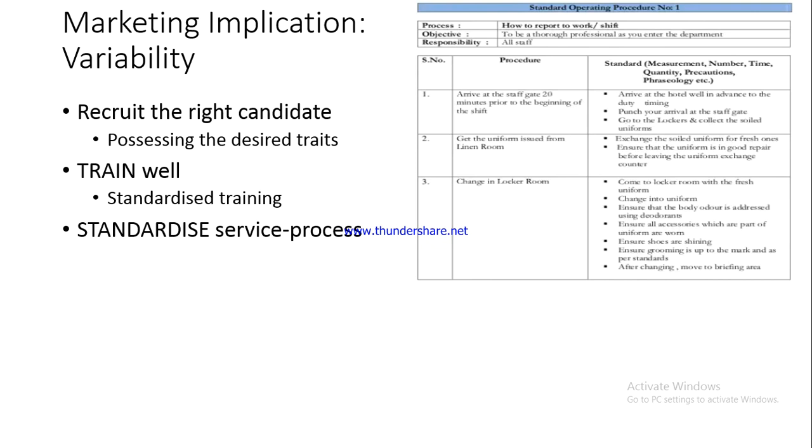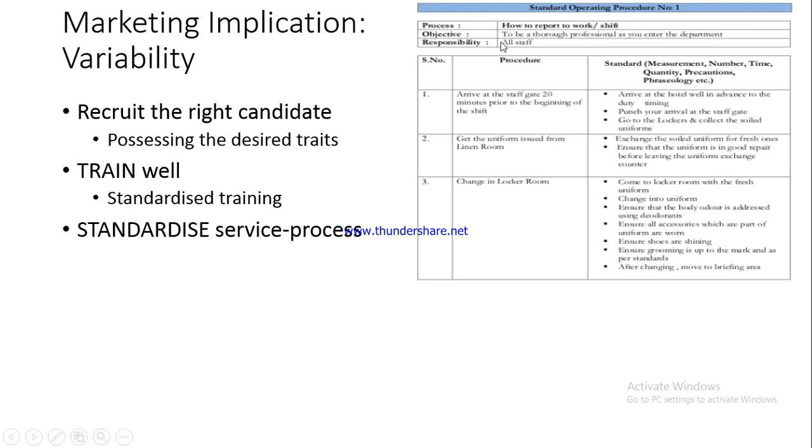Now whosoever the waiter is, he may or may not like to greet the customer, or he may or may not like to greet the customer with a pleasant smile, but now he'll have to go by the service process that you have prescribed. And now when he does that, every single customer, no matter who the waiter is, would be treated in the same manner and there would be less chance of variability, right?